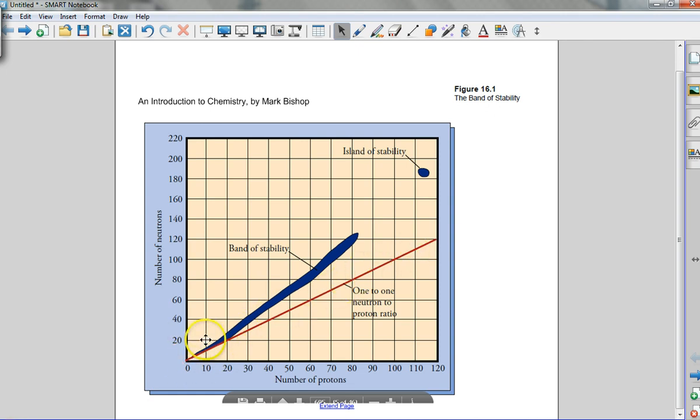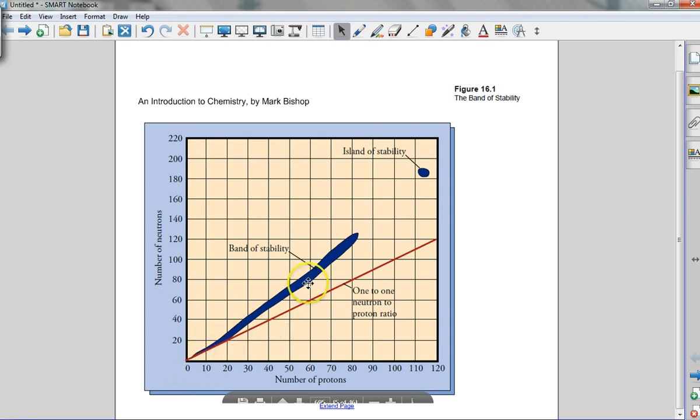Now for your very, very small atoms, such as carbon and nitrogen, the most stable form of that atom is when you have a 1-to-1 ratio. You'll see that this band of stability is pretty close to 1-to-1. So for carbon-12, where you have 6 protons and 6 neutrons, you're within this band of stability and you have a stable form of carbon. But if you have carbon-14, you have more neutrons than protons, you're falling outside or above this band of stability, and you have a radioactive form of carbon.